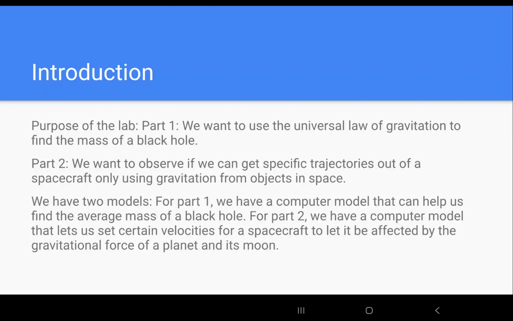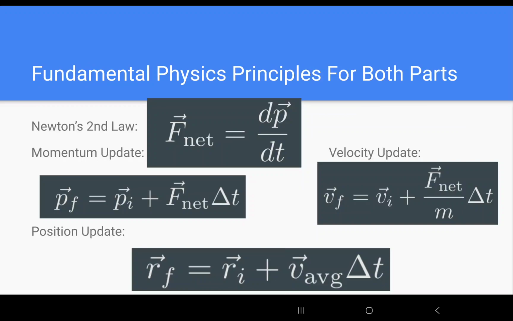For part 1, we have a model that lets us calculate the average mass of a black hole. For part 2, we have a model that lets us set certain velocities to a spaceship to let it be affected by the gravitational force of a planet and its moon. And the fundamental physics principles are the same for both parts.